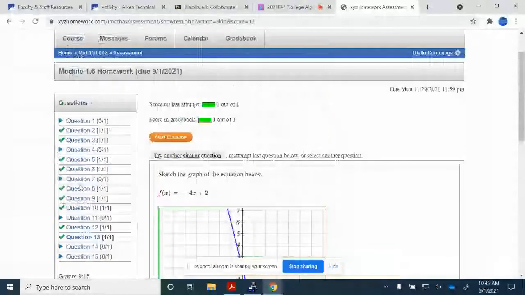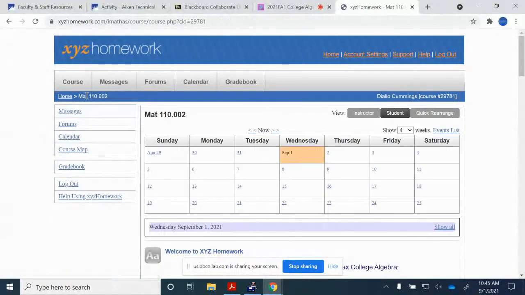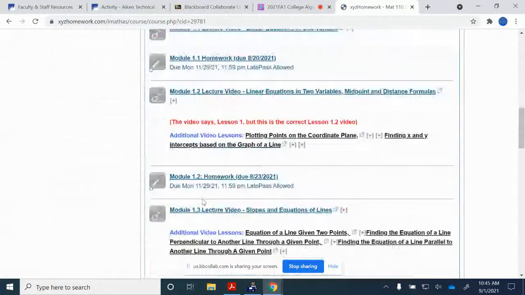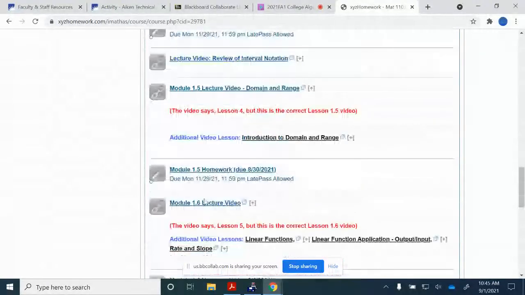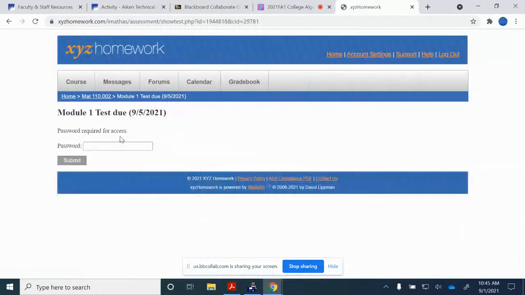All right, now just some things about our test. I'm going to go back to the application, the desktop shared screen for just a second. And as far as our test is concerned, this kind of caused some problems in one of my other classes. When you are attempting to take the test, please don't access the test from XYZ. If you access the test from XYZ, this is what's going to happen. You will be prompted for a password.